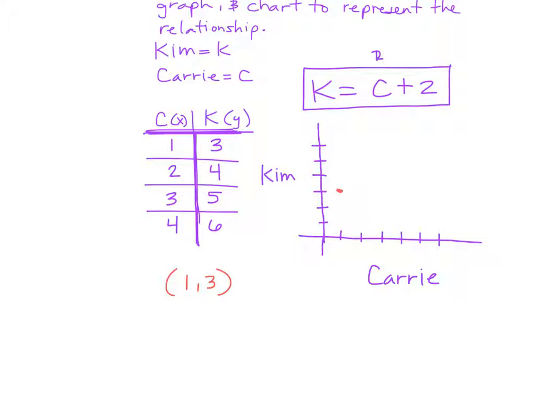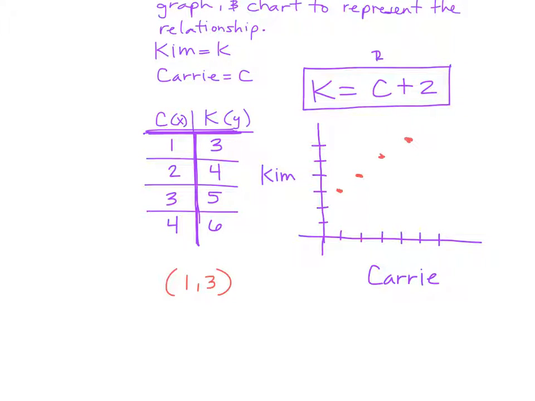Okay, here's the only thing though. Your graph won't keep going that direction. Do you know why? Right, but for this situation, we'll get there in just a second. Okay, your next point, 2, 4. So 2 to the right for Carrie, up 4 for Kim. Okay, then 3, 5. 3 to the right for Carrie, up 5 for Kim, and then 4, 6, over 4, up 6. Here's your graph, okay?